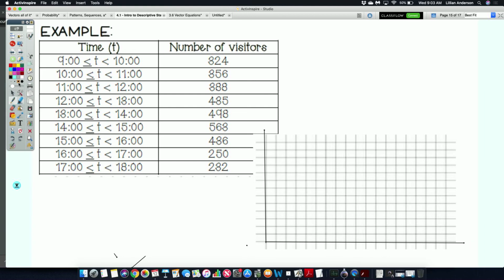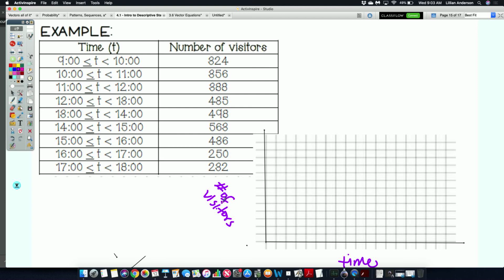So, how are we going to label our x-axis? Time. And our y-axis? Number of visitors. Just like when we do any other type of graph, we want to make sure that we label our x and y axes. And then we want to create a scale for our time as well as our number of visitors. When we look at our time, we go from 9 to 10 to 11 to 12 to 1300, 1400, and so on. Do we skip any times?